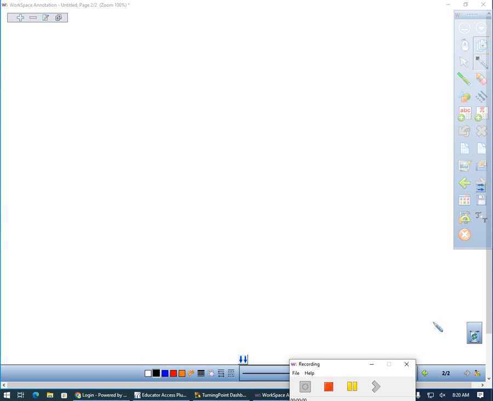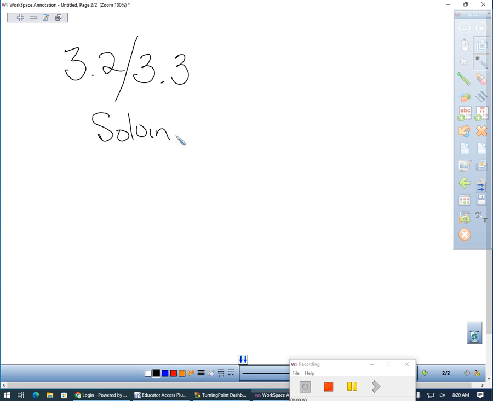We're going to do 3.2 and 3.3 all together. 3.2 is solving by adding or subtracting, and 3.3 is solving by multiplying or dividing. So it's one-step inequalities today.